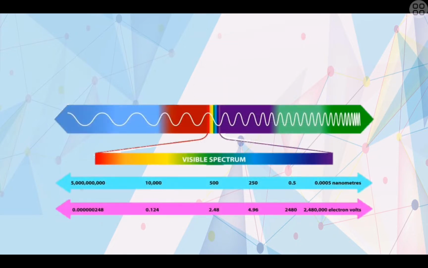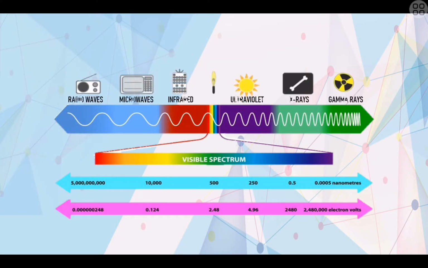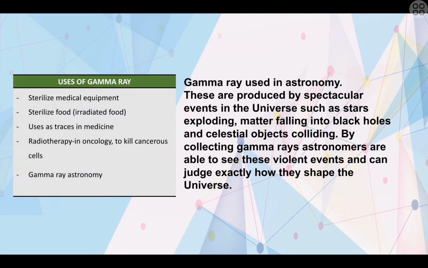Here I will share first about the electromagnetic spectrum. The electromagnetic spectrum includes six types: gamma ray, X-rays, ultraviolet, infrared, microwave, and radio wave. For your information, from gamma ray to radio wave, the wavelength becomes longer. We will start first with gamma ray.